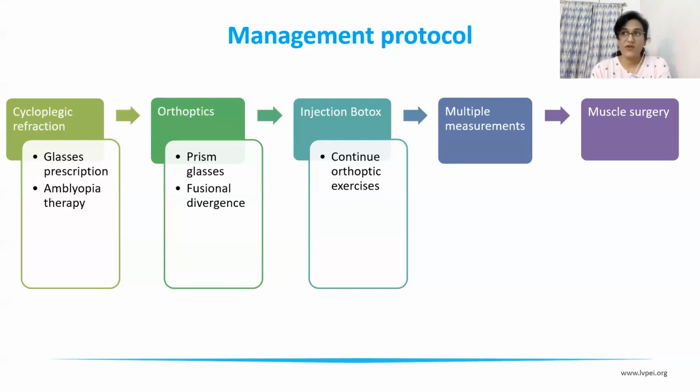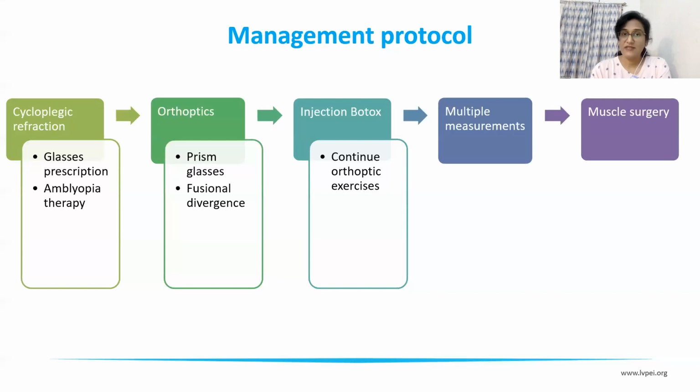Sometimes it is also important if the child is young, in an amblyogenic age group, where we know that maybe the child will go into amblyopia if not treated immediately. That's again one of the indications where we can give Botox injection, because orthoptic exercises may not be a feasible option in very young children.